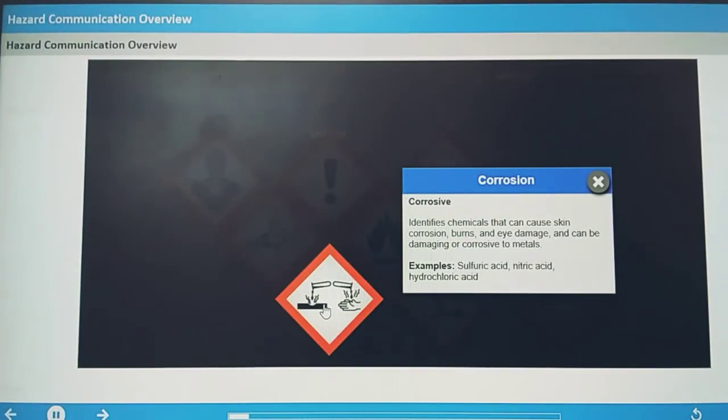The corrosion pictogram identifies chemicals that can cause the health effects of skin corrosion, burns, and eye damage, and can be damaging or corrosive to metals. Materials bearing the corrosion pictogram include sulfuric acid, nitric acid, and hydrochloric acid.